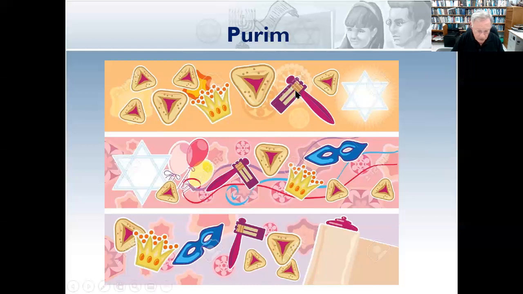So just some of the things you see here are grogger, noisemakers. When we tell the story of Purim, we applaud the heroes, and we make noise to drown out the villains. It is a holiday of getting dressed up. It's the Jewish Halloween. There's a traditional cookie called Hamantaschen. I'll talk more about that. And there is the scroll of Esther, Megillat Esther, that we read.